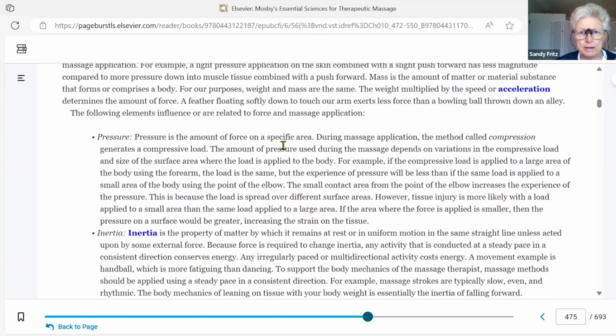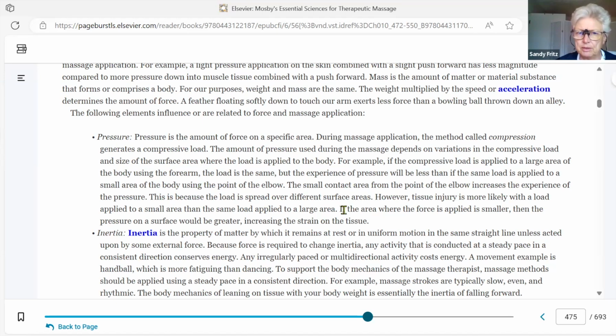So pressure is an interesting aspect of this for massage therapy delivery, as well as the experience of massage. And it's the amount of force on a specific area. So the method called compression generates a compressive load. Then the amount of pressure used during massage depends on the variations in the compressive load and the size of the surface where the load is applied.